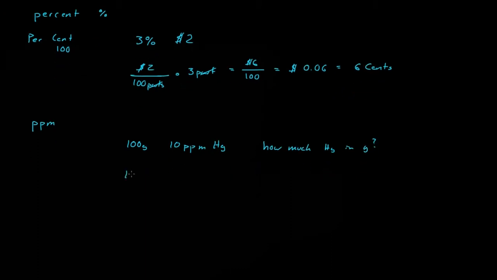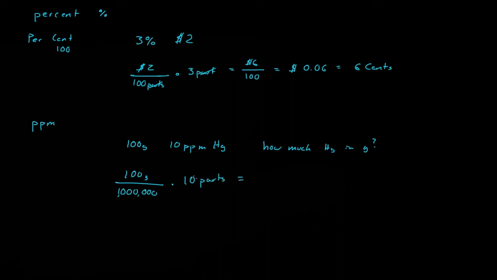Well, we have 100 grams of the solution, and we want to divide that into 1,000,000 parts. So we divide that by 1,000,000. Now, of those 1,000,000 parts of the solution, 10 parts of those are mercury. So we multiply that by 10 parts. Now, what is that equal to?